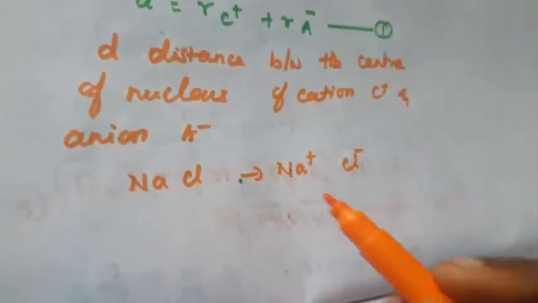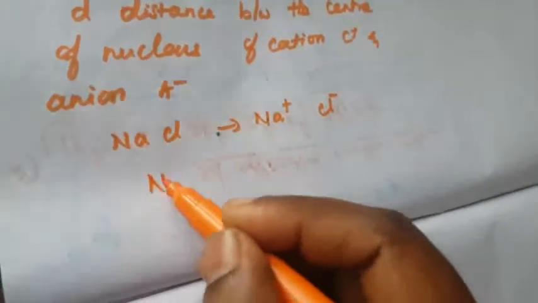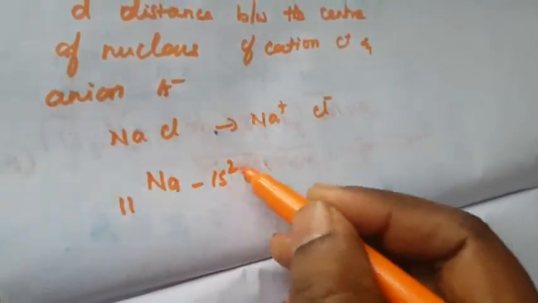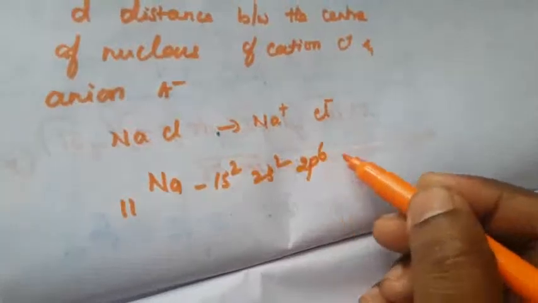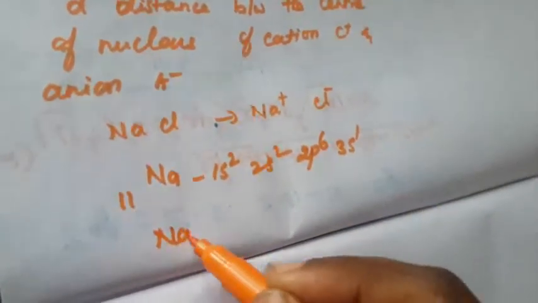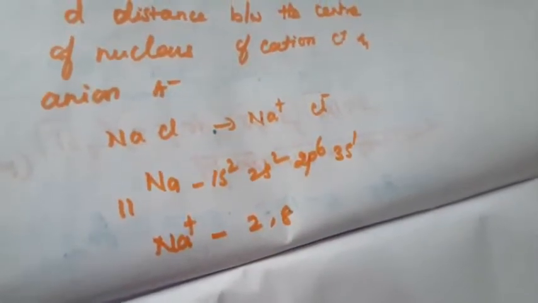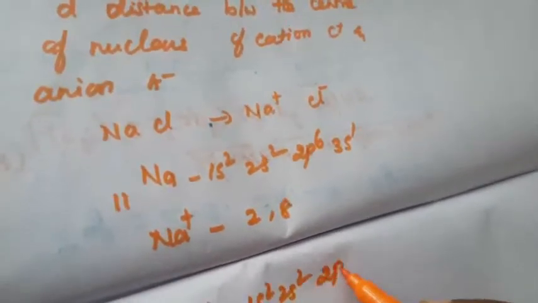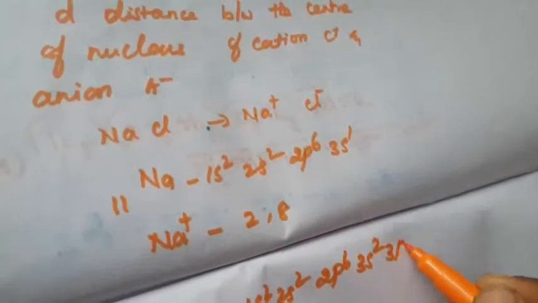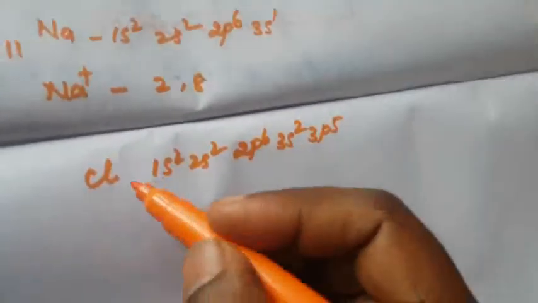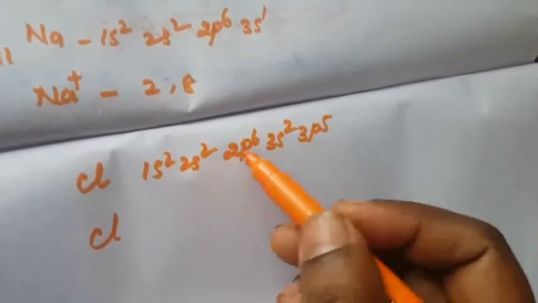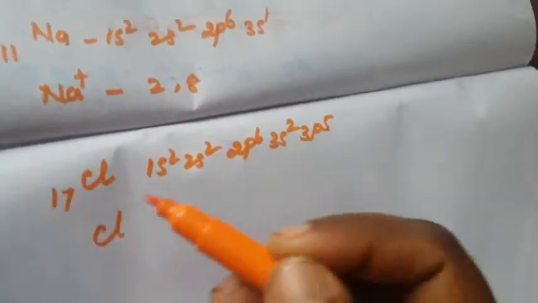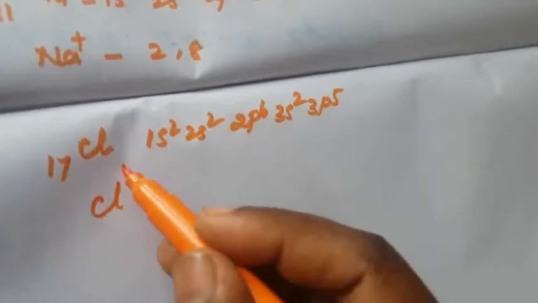What is the atomic number of Na? Sodium is 11, right? 1s2, 2s2, 2p6, 3s1. So Na plus means what is the electronic configuration? 2, 8. The same thing for chlorine. What is the chlorine atomic number? 17. So that is 1s2, 2s2, 2p6, 3s2, 3p5. Okay, so chlorine, Cl minus.